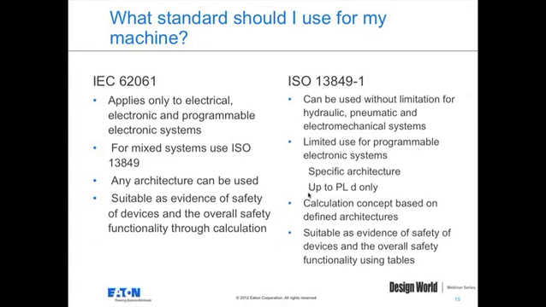While they accomplish the same thing, it's done in a slightly different way. One of the primary differences is that 62061, in its generic form, applies to electrical, electronic, and programmable electronic systems. ISO 13849 specifically addresses hydraulic, pneumatic, and electromechanical systems. So it allows itself to work in applications where there are other devices other than just electronics.